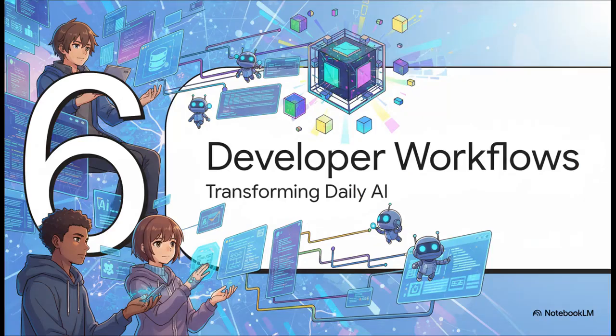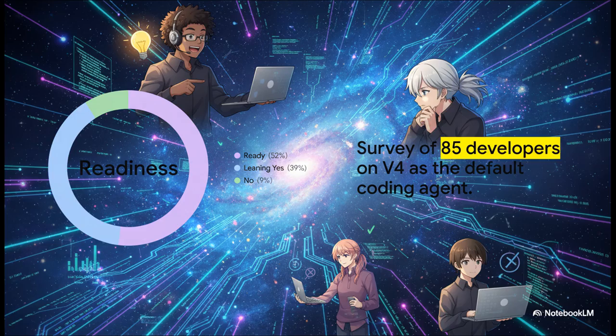Section 6. Transforming daily developer workflows. So what does all this crazy architecture, rock-bottom pricing, and benchmarking actually mean today for software engineers? Well, DeepSeek surveyed 85 experienced developers internally, and the results are pretty telling. 52% consider V4 completely ready to become their default coding agent right now. Another 39% are leaning yes. When the people actually building these tools are eagerly making the switch, it definitely signals that the performance-to-cost ratio has hit a perfect sweet spot for daily coding tasks.